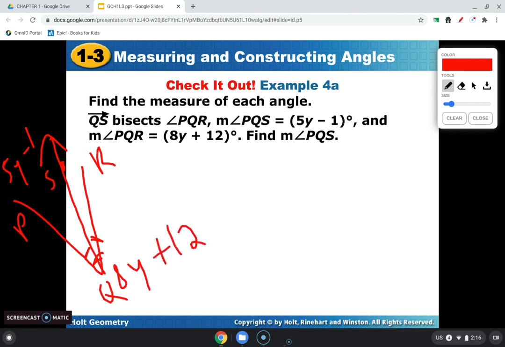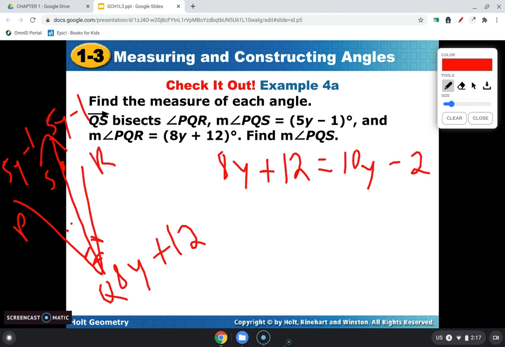So I've got to do this a little bit differently. Well, I know the whole thing is 8y plus 12. And I'm going to have to set that equal to these two added together. Well, if they're the same, though, and this is 5y minus 1, then this also has to be 5y minus 1. So I'm going to add those together. Well, 5y plus 5y is 10y, and minus 1 minus 1 is minus 2.